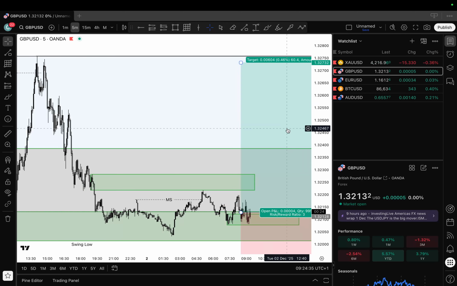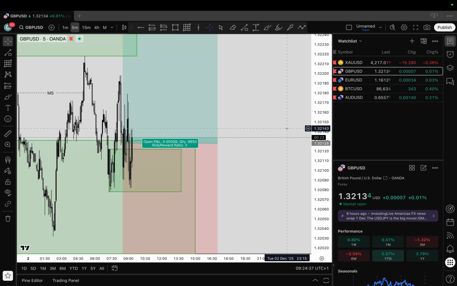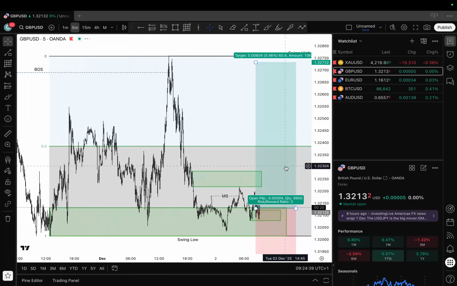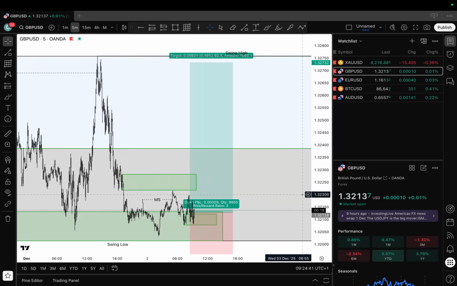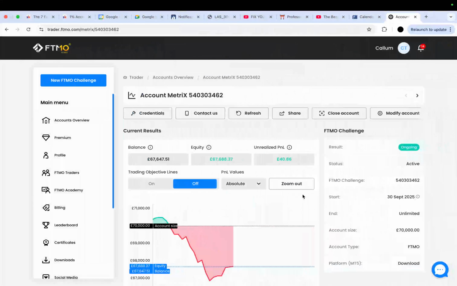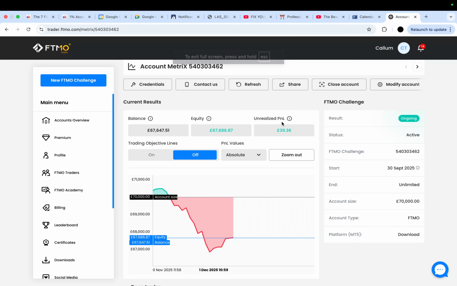Oh, what about that one on GBP? It's actually going pretty slow right now. A little bit in profit. How much am I on my phone? Let's see here. We're at £40 of profit. You can see here, this is it live, and there's the £39.40 of profit.